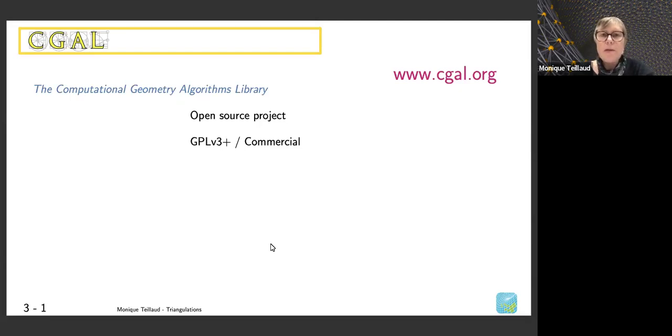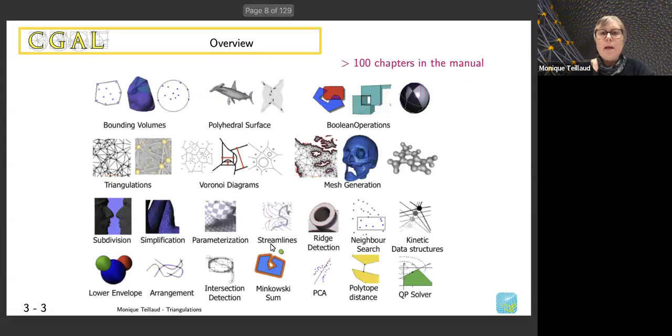It's an open source project, and it's distributed under a dual license, both GPL, free, and commercial. I also won't go into the technical details of C++, but it's a C++ library, and we achieve genericity and flexibility using templated classes. I'll show a picture with an example, but I won't go into technical details. There are many chapters, many packages in CGAL, and I will only focus on a few triangulation packages, but there are many other things.